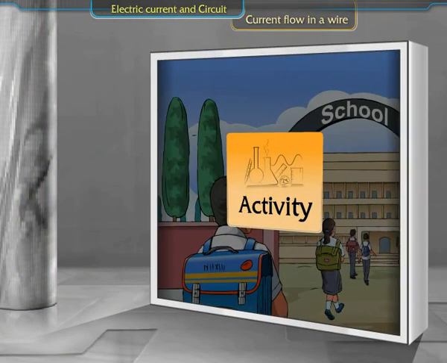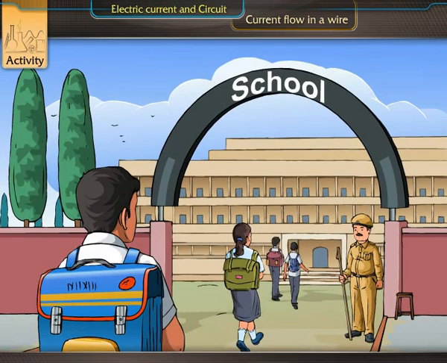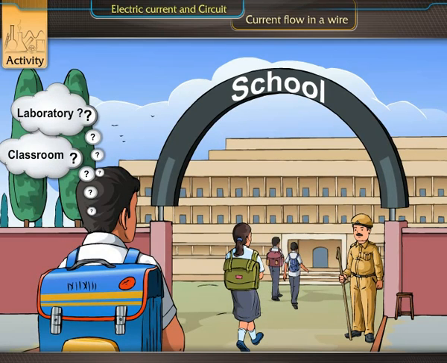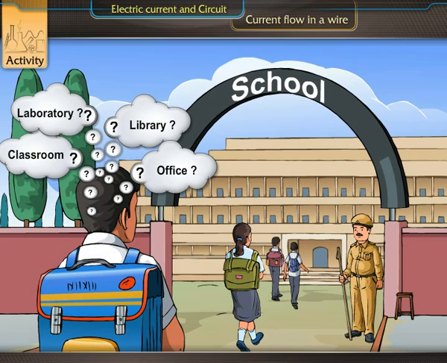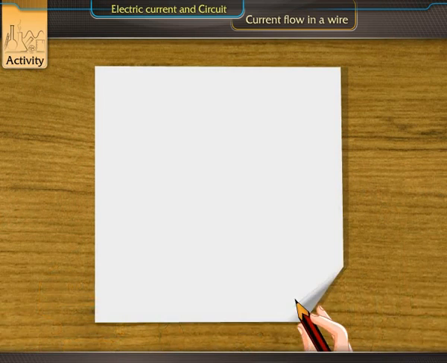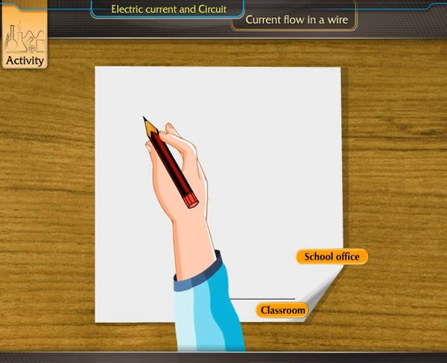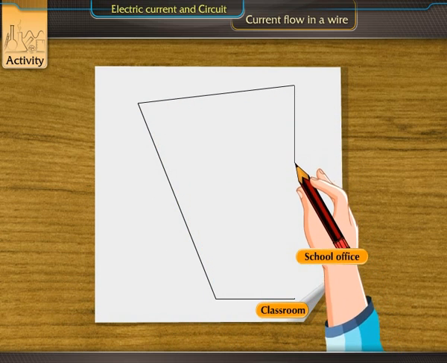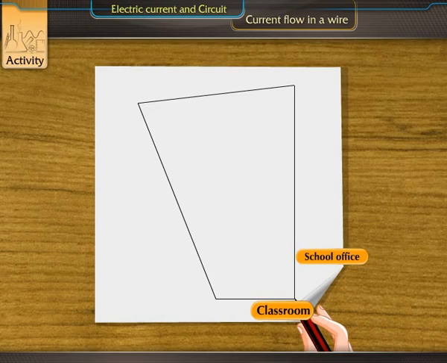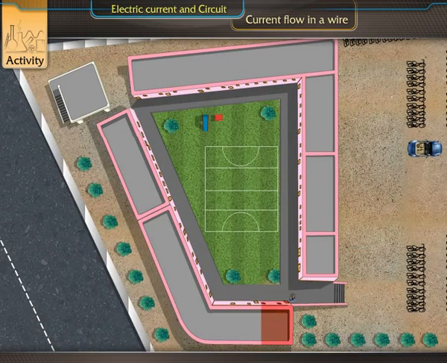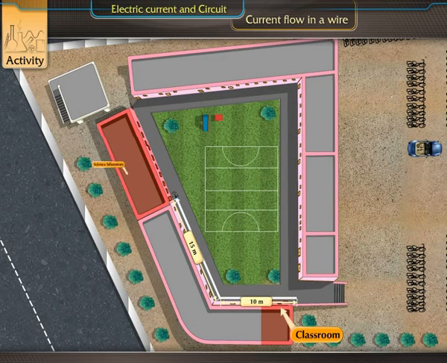Activity. When you entered your school for the first time, you might have wondered how to locate your classroom, laboratory, library, and the office. Let us sketch a diagram indicating the path one should take while going to the office from the classroom and back to the classroom. Assume that you are standing outside your classroom with your back to the entrance. First, walk 10 meters to your left, then turn right and walk 15 meters straight. You have reached your science laboratory.